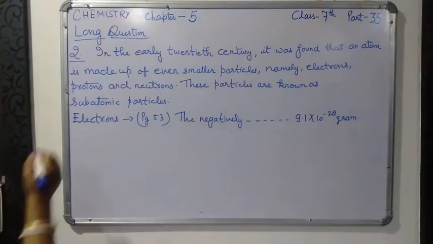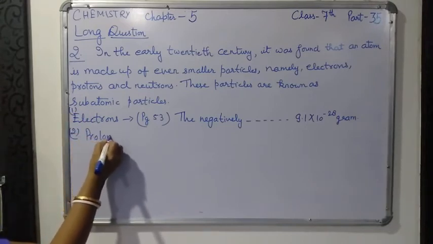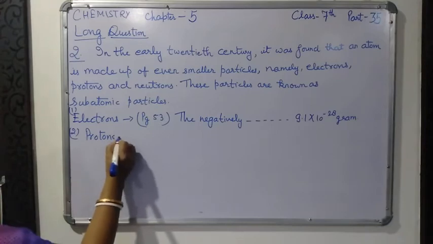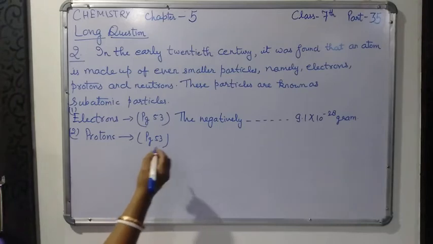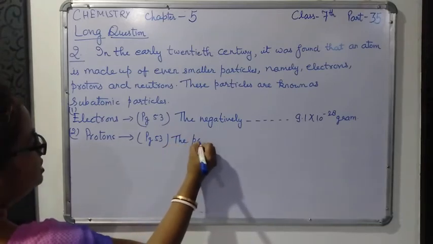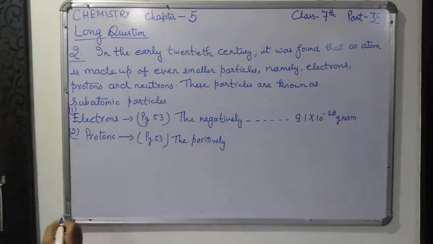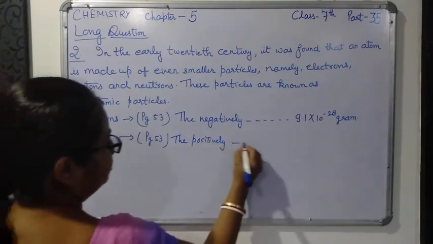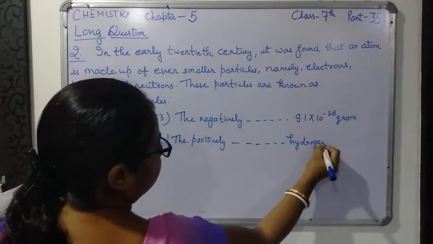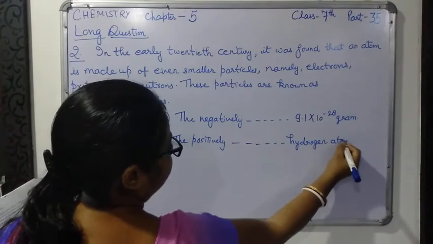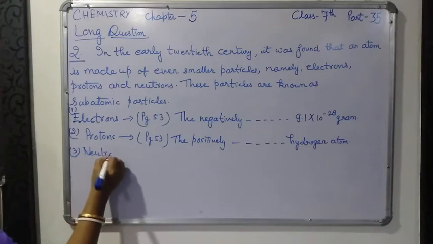Now you have to write about the second one, protons. In the same page, page number 53, you have to start from "positively" and write till "hydrogen atom". Now the third one, you have to write about neutrons.